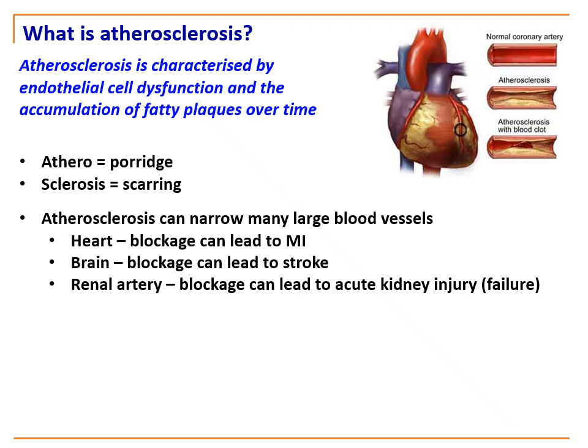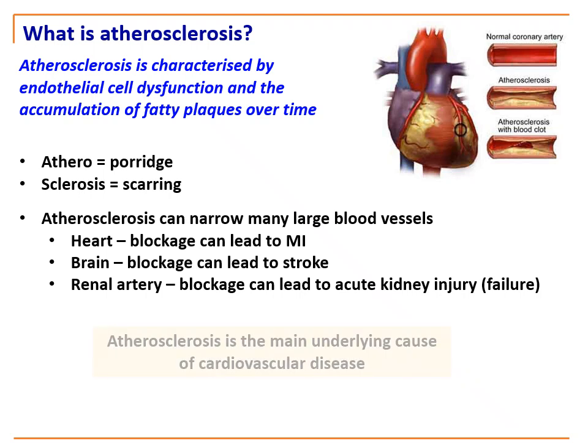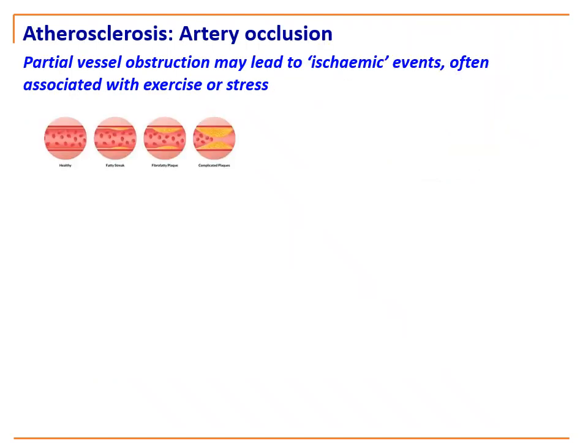And so it's important to note, we're talking about coronary heart disease and coronary arteries, but of course atherosclerosis can affect any big blood vessel. So in the heart, a blockage can lead to an MI. In the brain, it can lead to a stroke, and in the renal artery, obviously, it can lead to renal failure. And the key thing, like I said, is that atherosclerosis is the main underlying cause of cardiovascular disease in Western countries.